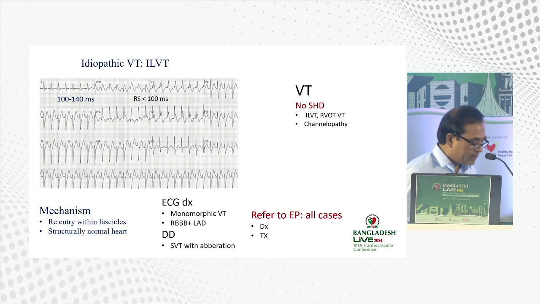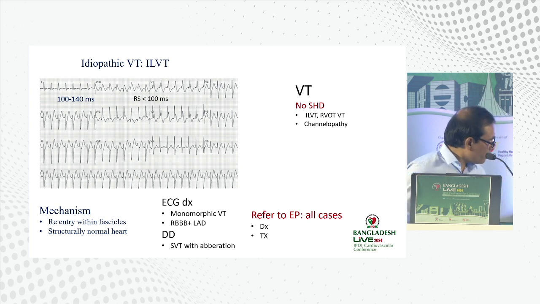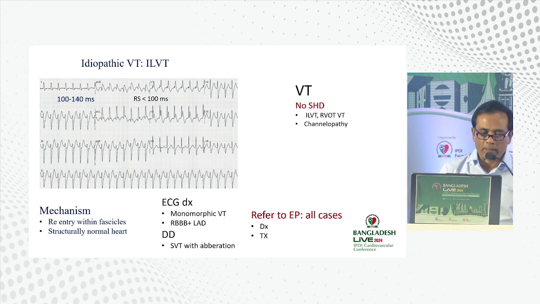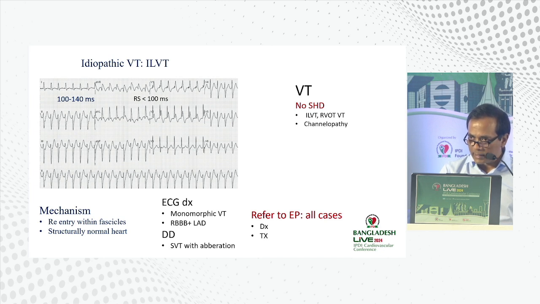This is a very characteristic ECG: RBBB morphology, moderately wide QRS complex, left axis deviation. This is a very classic sign for ILVT. This group of patients are diagnosed as ILVT on the basis of some criteria. These are fascicular VT, and all these patients should be sent for the EPS study because the ablation result is excellent, the recurrence rate is very low, the success rate is very high, and complications are very low. So all these patients should be sent for EPS study.